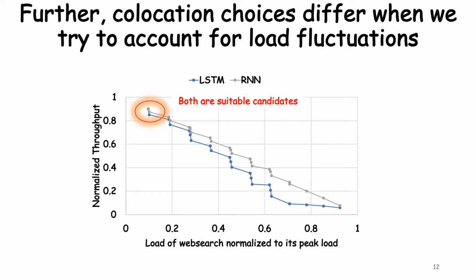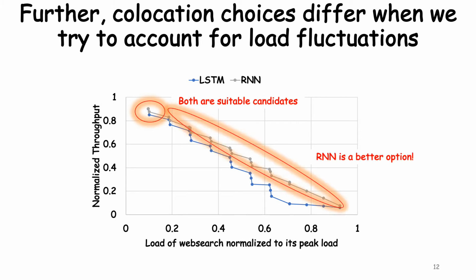This graph shows that if we only consider a server that is 10% loaded, as in the previous example, both LSTM and RNN are equally good candidates for the best effort application. But when we consider the entire range of operation, RNN is able to utilize the server resources better than LSTM.